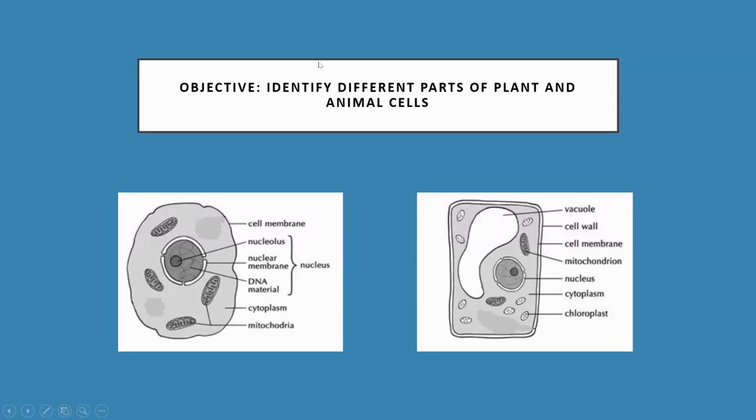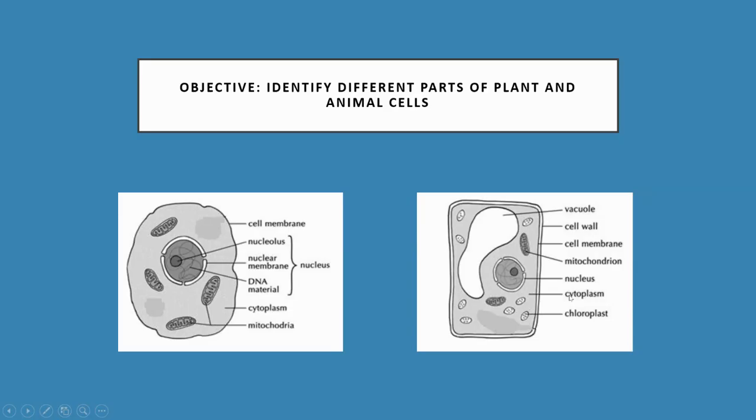If you take a look at this animal cell over here, the first part is our cell membrane, followed by our nucleus. Inside the nucleus we have our nucleolus, our nuclear membrane, and our DNA material. So you need to be able to label all of this. Then we have the space over here, which is called the cytoplasm. And then this is what we call the mitochondria. So this is the structure of an animal cell.